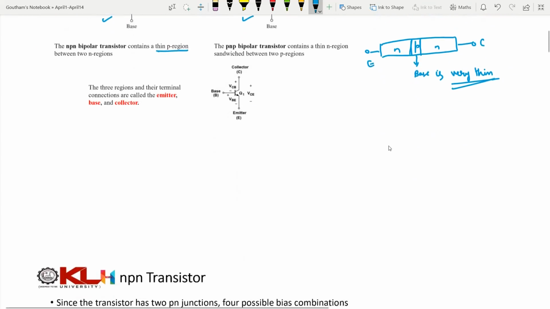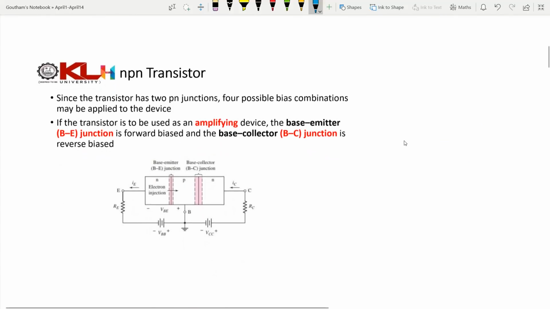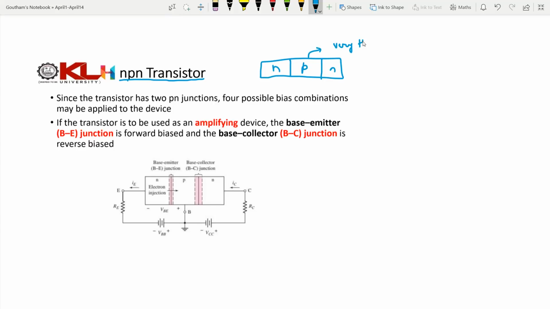Proceeding further, I have taken the NPN transistor for our discussion today, so our topic of discussion would be the NPN transistor. Like the structure indicates, there are N, P and N regions, although I told you that the P region is very thin. Just to be able to draw diagrams properly, I am depicting it in this fashion, but you know that the base region is very thin.